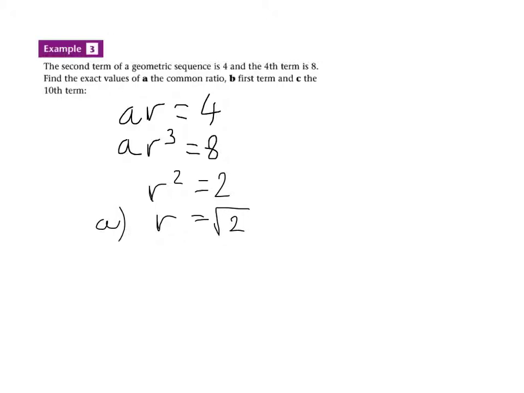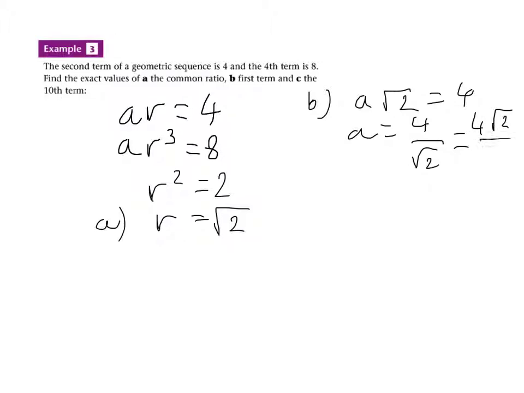Now to find the first term, we're going to go back to the first part here. We know that a times r, which we now know is root 2, equals 4. That means that a must equal 4 over root 2. Now at this point we should rationalise the denominator. So we multiply top and bottom by root 2, which will give us 4 root 2 over 2. And of course this can cancel down to 2 root 2. So the first term, a, equals 2 root 2.